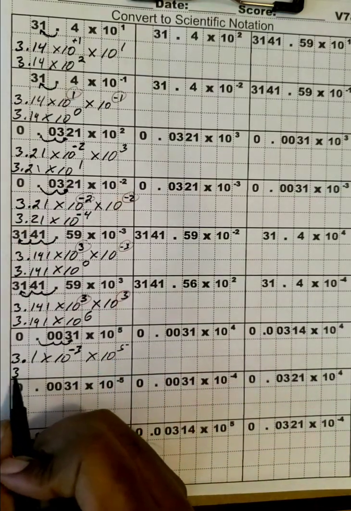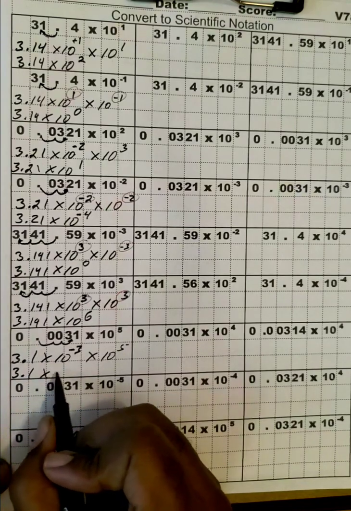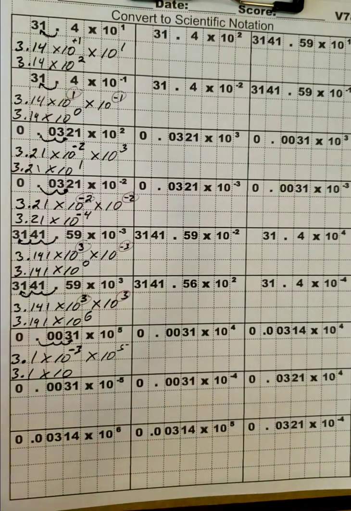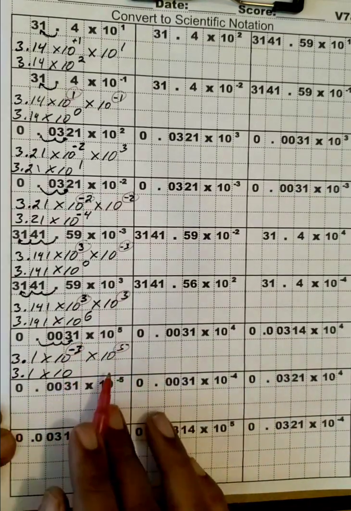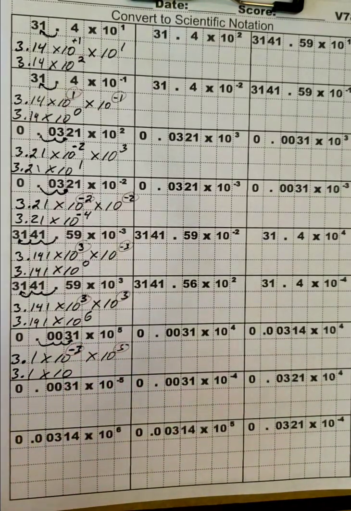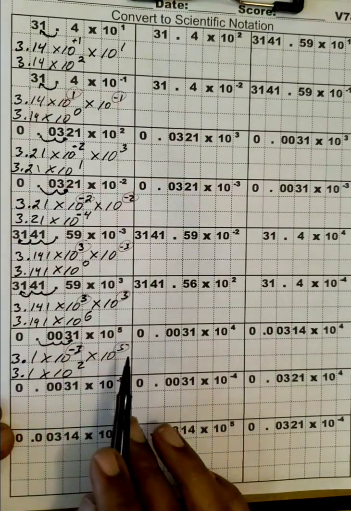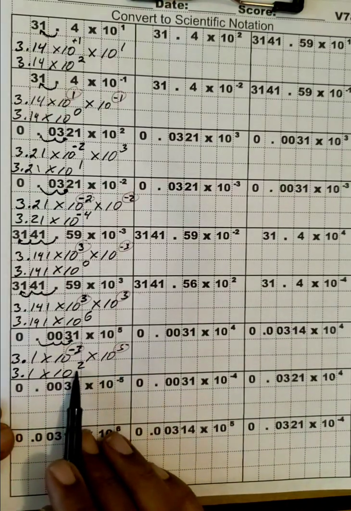Now I'll bring down my 3.1, my times 10, and when you combine the exponents, different signs subtract. So 5 take away 3 is going to be 2. The bigger sign wins, which is the 5, so it's going to be a positive 2.